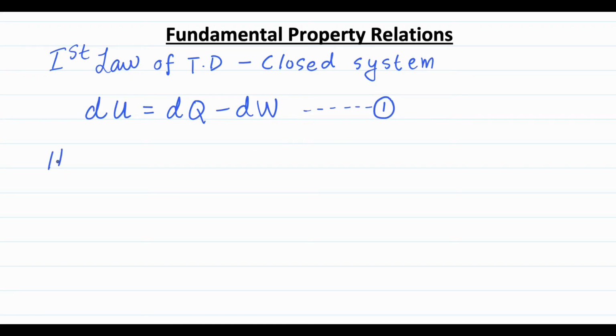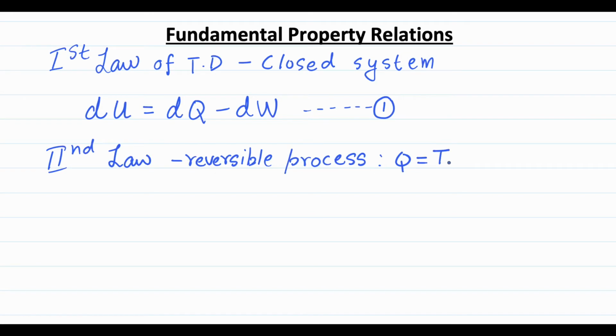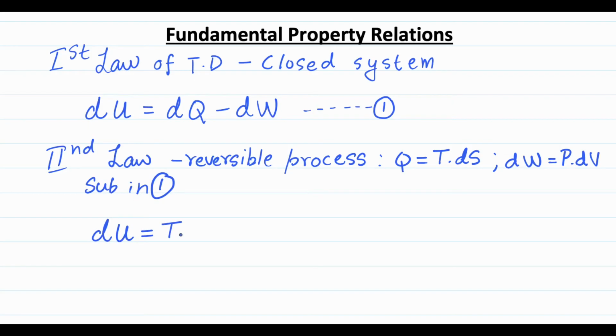And from the second law, for a reversible process, heat is equal to temperature times the change in entropy, and the change in work is equal to pressure times the change in volume. When we substitute these two expressions into equation 1, we can rewrite it as dU is equal to TdS minus PdV, and we are going to call it equation 2. This is the differential form of internal energy.